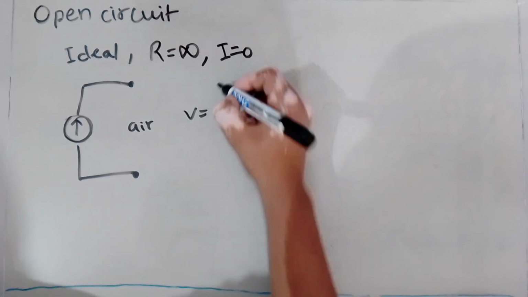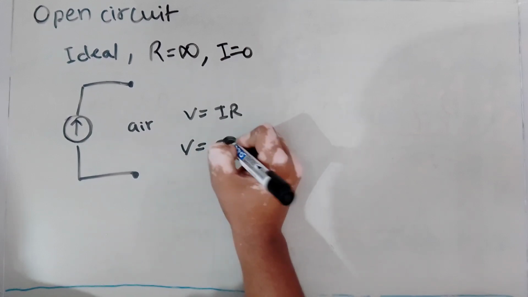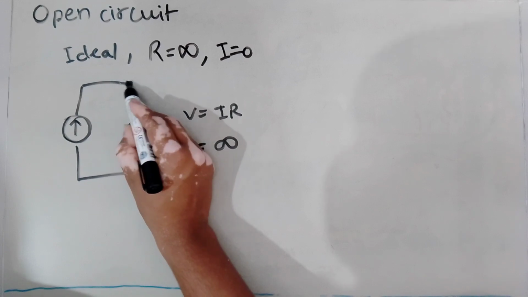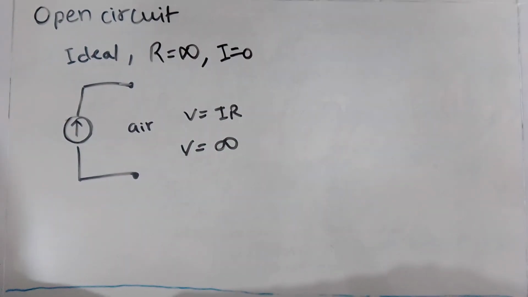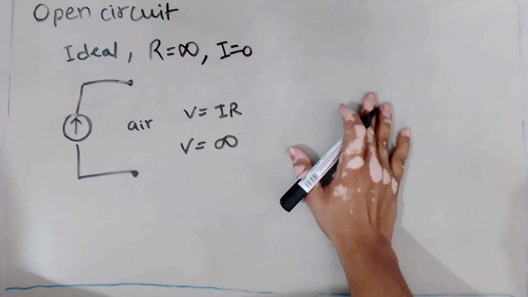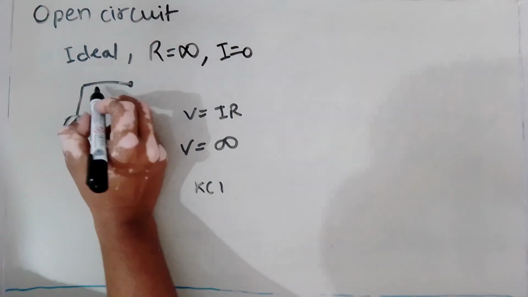So it means that V will also be infinite because the potential difference between these 2 points will also increase. But this circuit is violating KCL. How is it violating KCL?